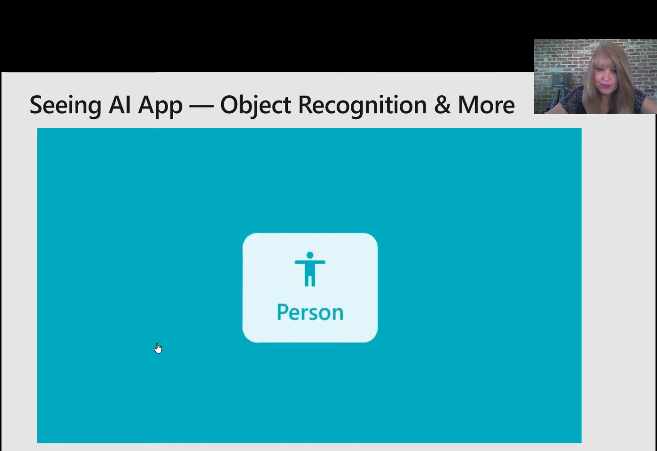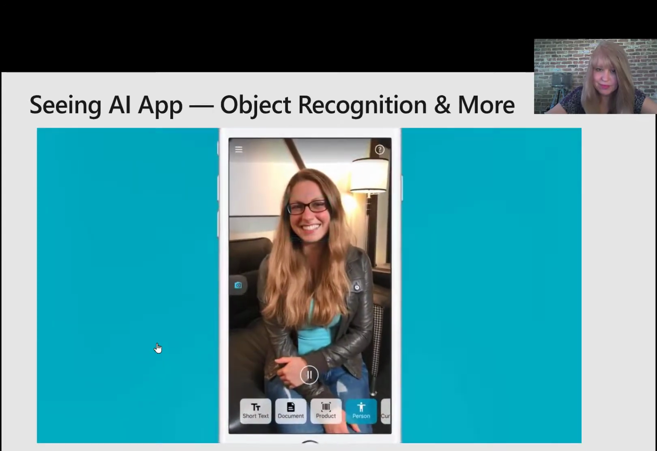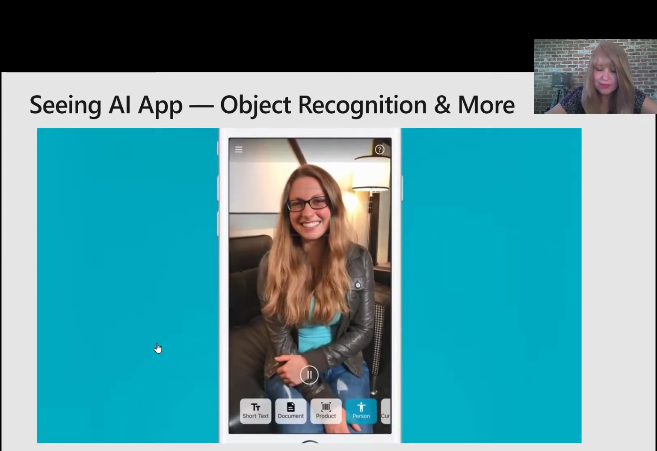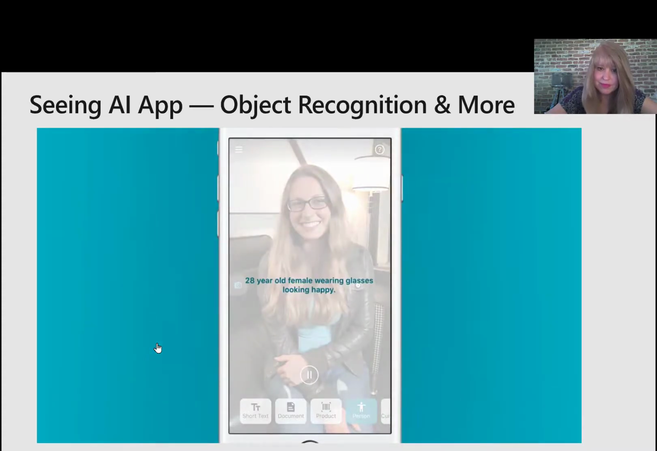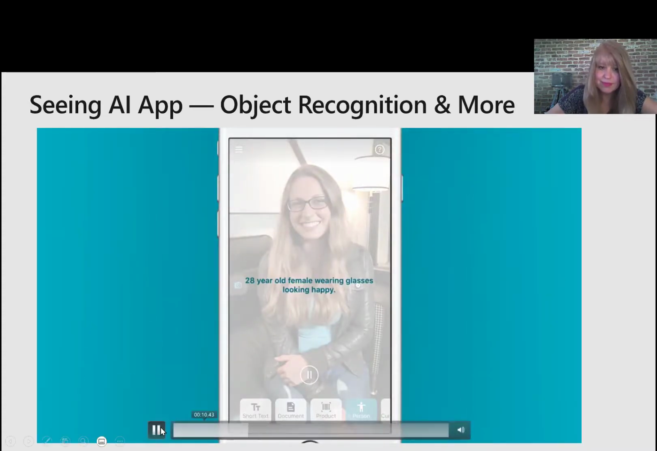The app recognizes saved friends. Jenny near top right, 3 feet away. Describes the people around you, including their emotions. 28-year-old female wearing glasses looking happy.